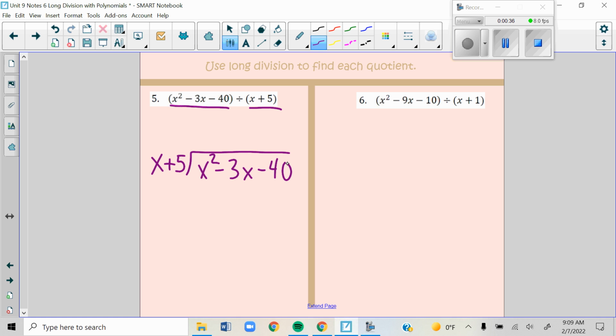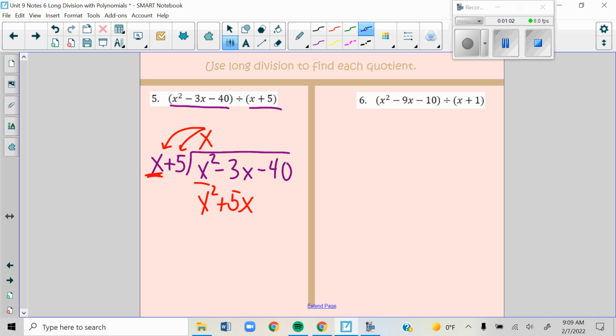All right, so we now are looking at, I have this x, and I need to make it into x squared because our goal is to cancel that first term with every step. So what number do I need to multiply that x by, to make it x squared? I'm going to times it by an x. And it's going to go to both parts. So I get x squared plus 5x.